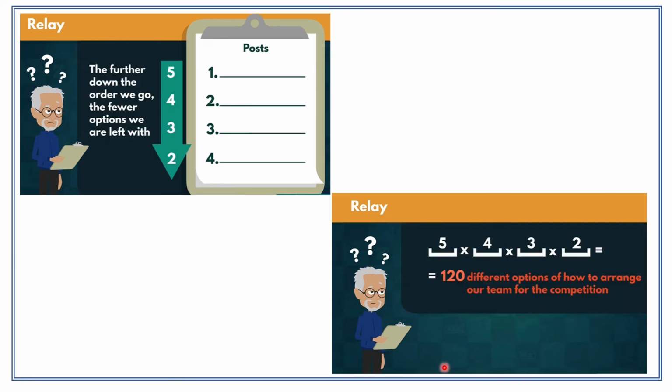So what does it mean? The further down the order we go, the fewer options we are left with, because at first place we have 5 options, then for the second place 4, then 3 and 2. If I multiply all this, it will be 120. So he has 120 different options of how to arrange the team for the competition. That means 4 spots out of 5 candidates.